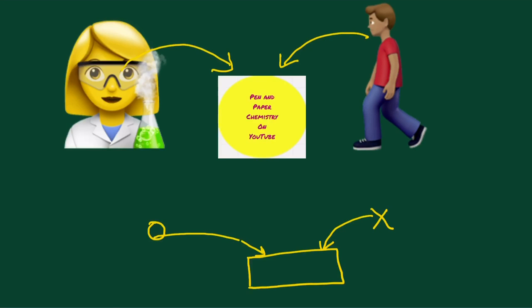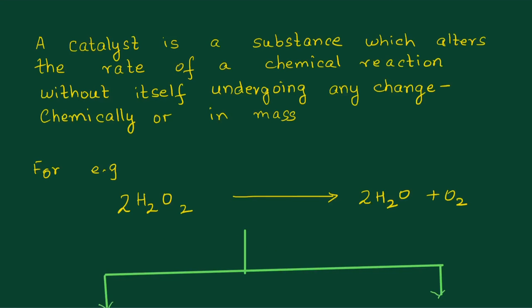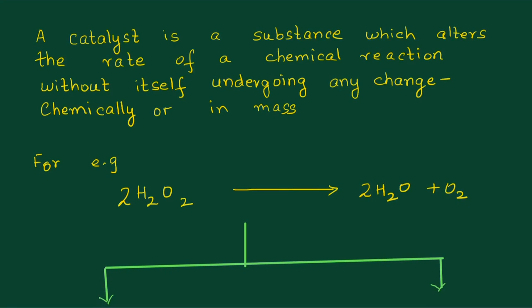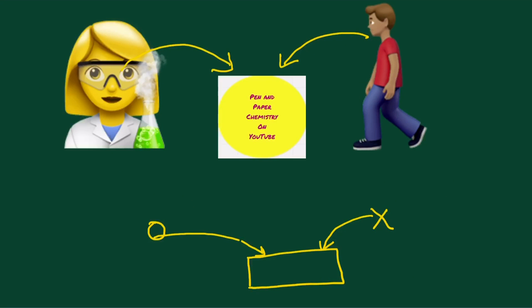Now this is not something that you can write for your exams. You need a technical definition, right? So let's give you a technical definition. A catalyst is a substance which alters the rate of a chemical reaction without itself undergoing any change chemically or in mass. Now, the terms without itself undergoing any change chemically or in mass. So, a catalyst itself is not participating in the reaction.